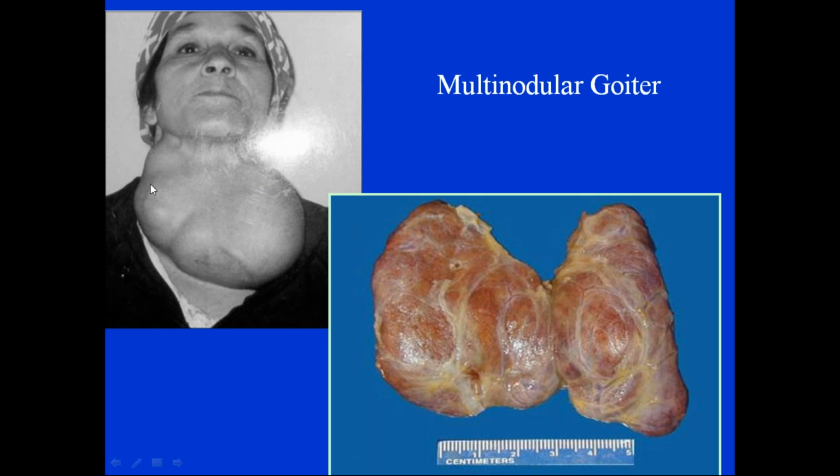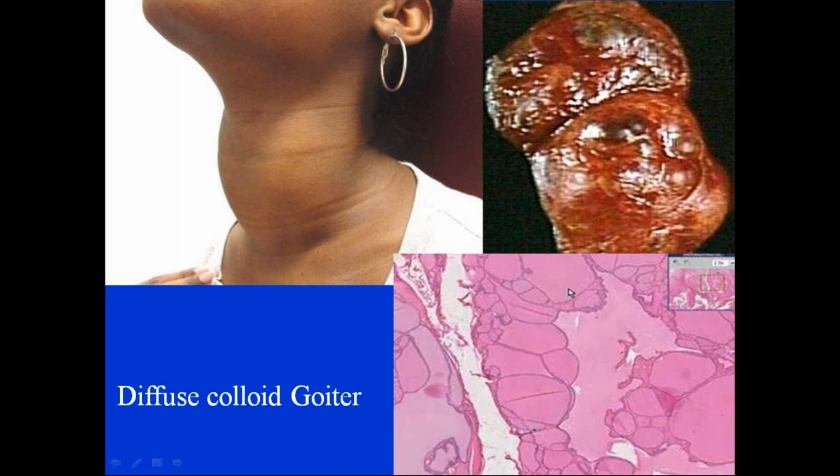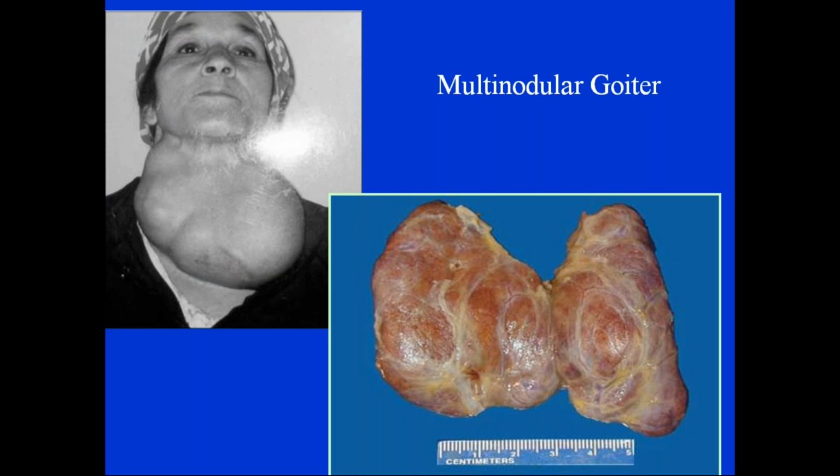Whereas this is a multinodular goiter. You can see this nodule has a very large size, and this one is comparatively small. So this is a multinodular goiter. This is a diffuse goiter and this is a multinodular goiter.